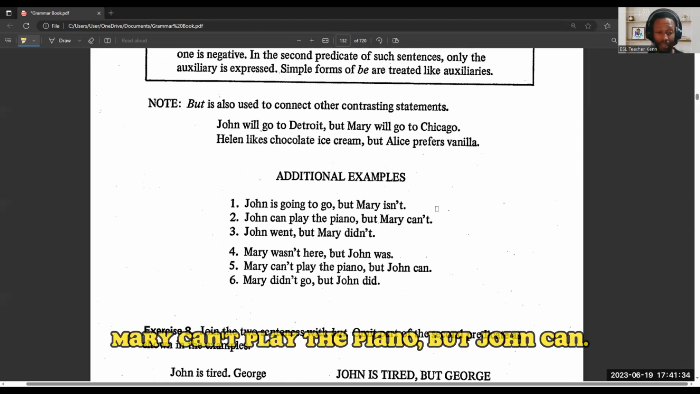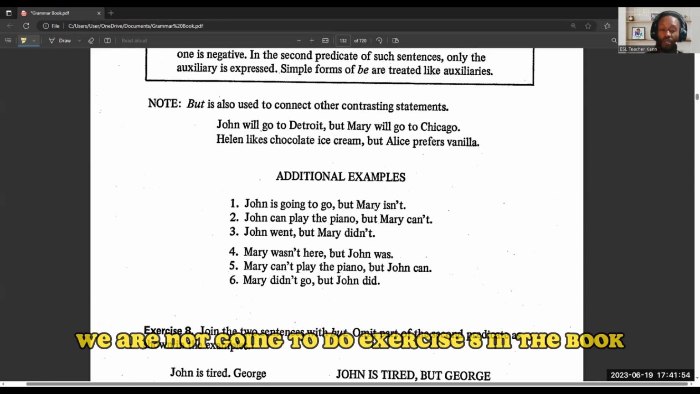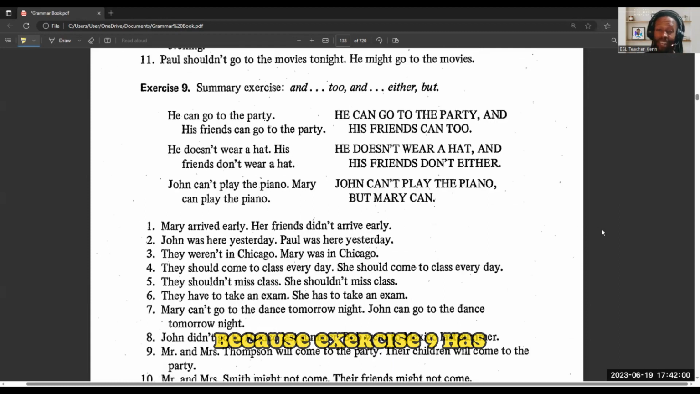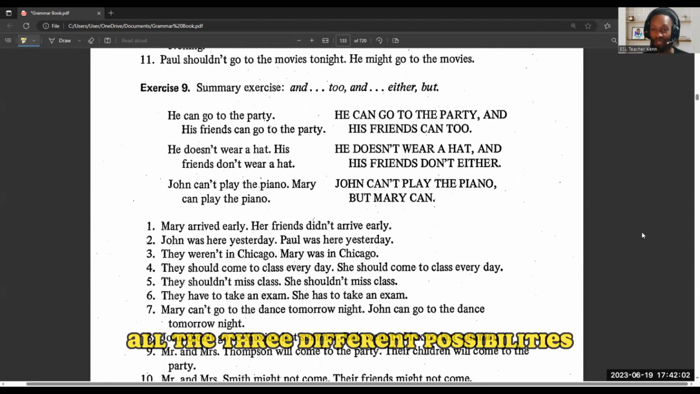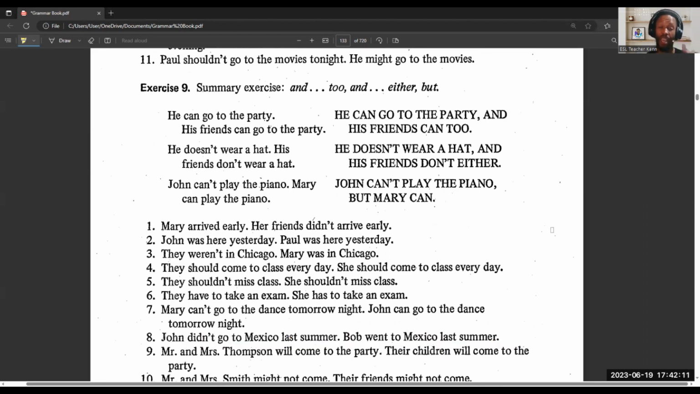Mary can't play the piano, but John can. Mary didn't go, but John did. Okay? So, on this exercise, we are not going to do exercise 8 in the book. We're going to go to exercise 9 because exercise 9 has all the 3 different possibilities. We have the possibility when the 2 ideas are affirmative, when both of them are negative, and when one is affirmative and the other one is negative.